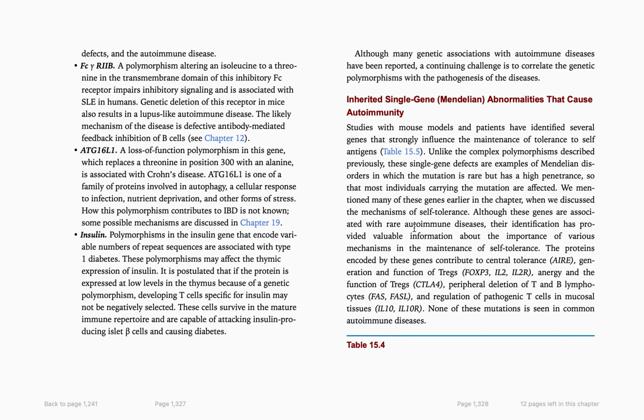The proteins encoded by these genes contribute to central tolerance, AIRE; generation and function of Tregs, interleukin 2 and interleukin 2 receptor; the function of Tregs, CTLA4; peripheral deletion of T and B lymphocytes, Fas ligand; and regulation of pathogenic T cells in the mucosal tissues, interleukin 10 and interleukin 10 receptor. None of these mutations is seen in common autoimmune diseases.